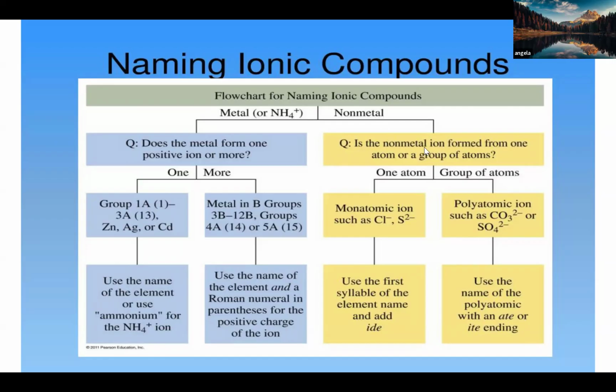If it's a non-metal, you follow it down this one. And you're going to find out, is it just 1 atom? If it is, then it's what we did first off, which is the monoatomic, which is chloride or sulfide. And you just use the first syllable and you add ide at the end. If it's a group of ions like the polyatomic, then you're going to use the name of that polyatomic ion with either ate or ite.